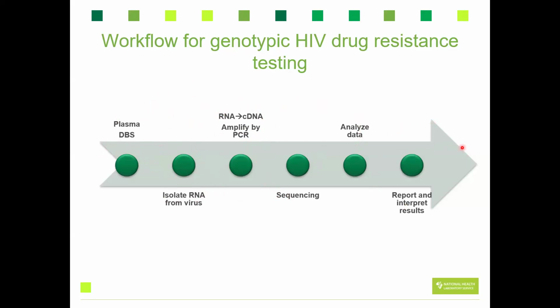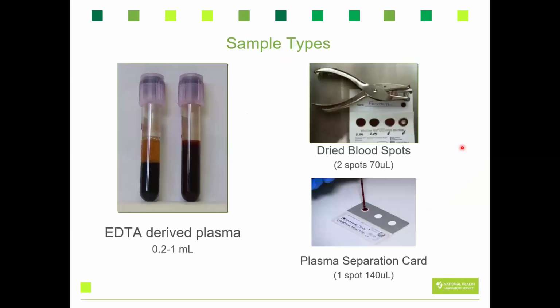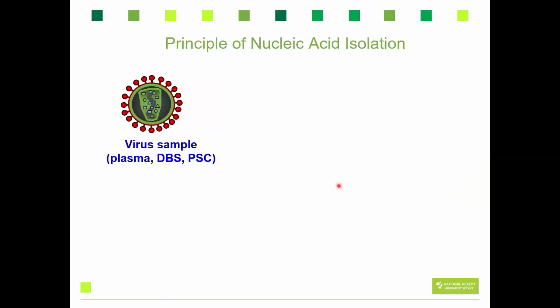And because we don't get a lot of samples, we batch our samples. So we don't start a run every day when a sample comes in. Okay. So again, EDTA-derived plasma, the dried blood spots, or plasma separation cards could be a possibility as well.